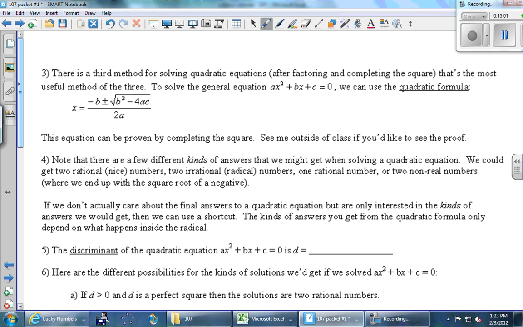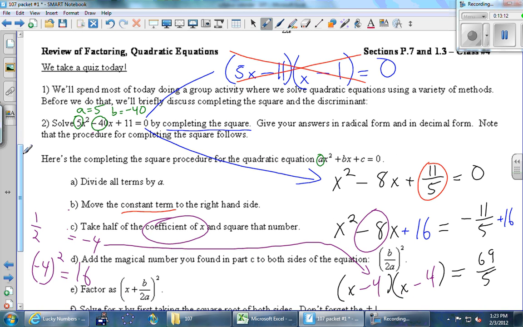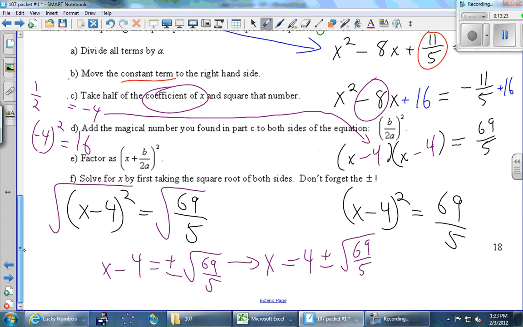Here's this last part here. It says this equation can be proven by completing the square, and it says see me outside of class if you want to see it. You could take this equation with the 5x squared in it and solve it using that fancy formula. And I think it's something you guys all did when you took Math 106 or wherever you were before this class. And what will you get? Well, you'll get exactly this 4 plus or minus square root of 69/5. You'll get the same answer. It'll be in a slightly different form, but it'll be the exact same number.